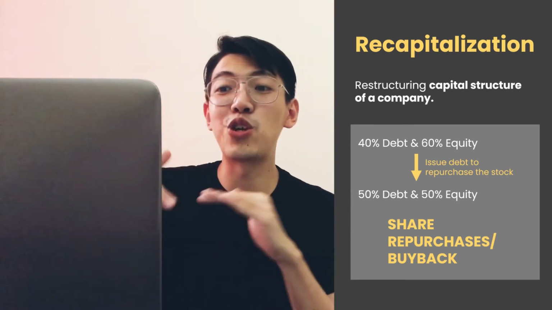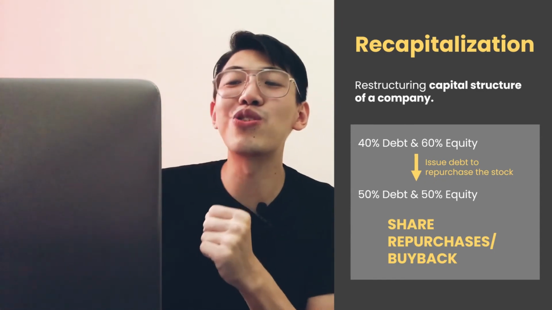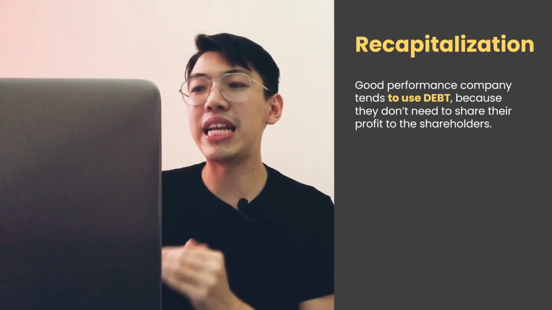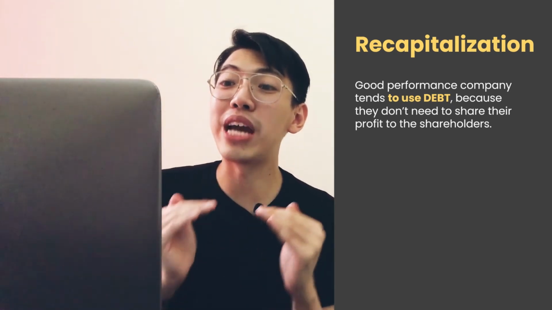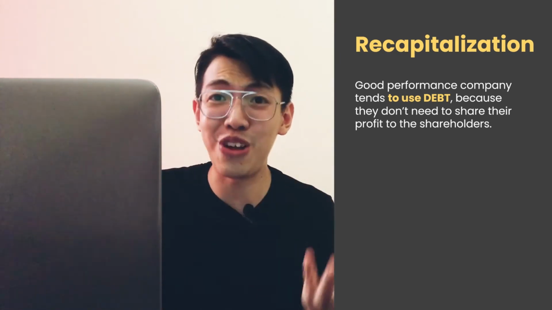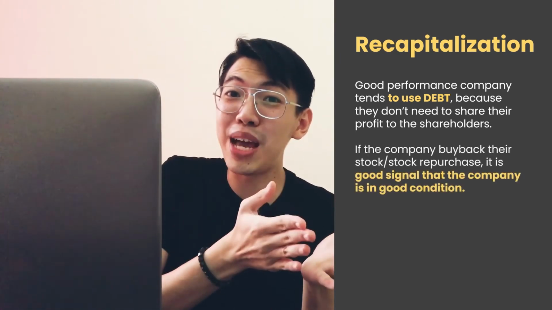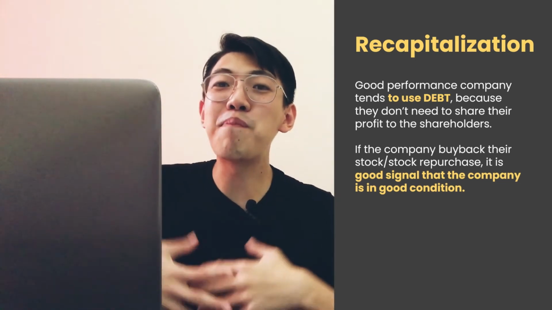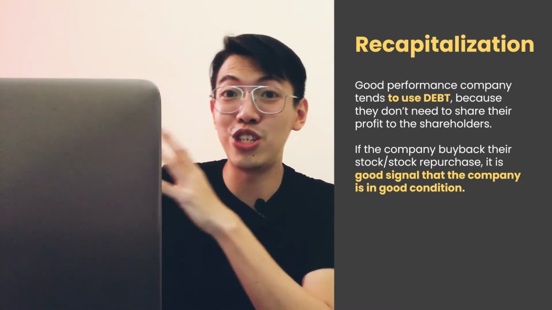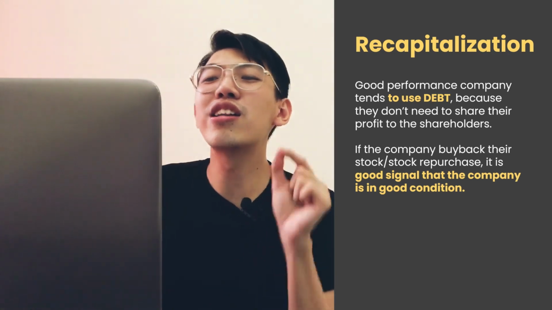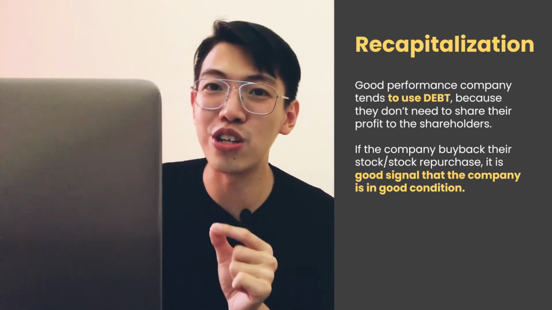When the stock price is dropped, they repurchase their stock so their equity financing decrease. As we know, in the signaling theory, good performance company tend to use debt compared to the equity because they don't want to share the profit to the shareholder. Well, if they use debt, they only need to pay fixed interest. So if the company buy back the stock or the share, or the company do the stock repurchase, it is good signal that the company is in good condition.